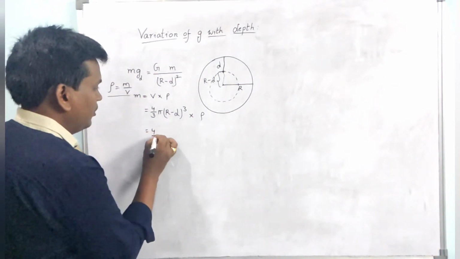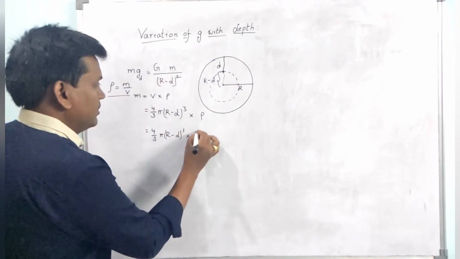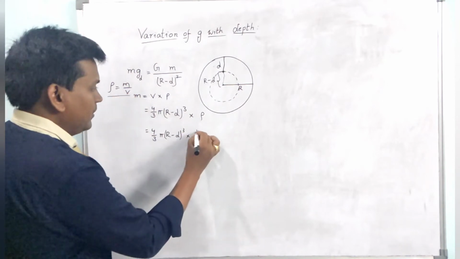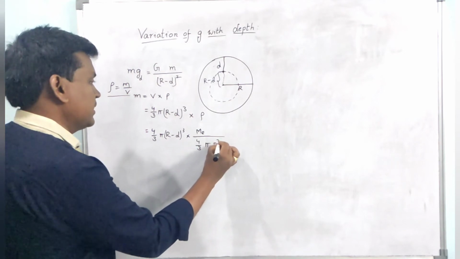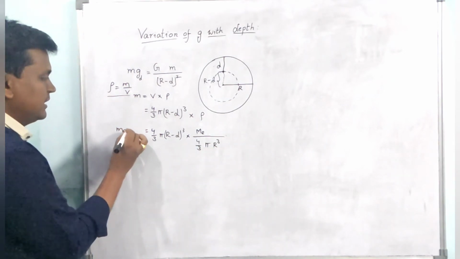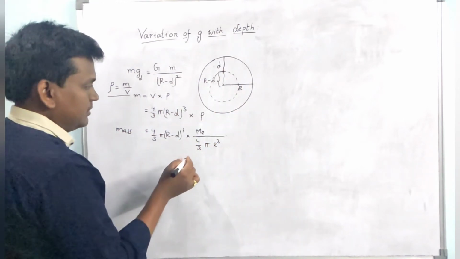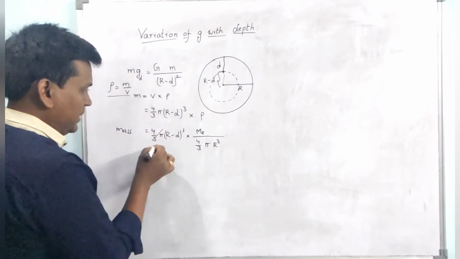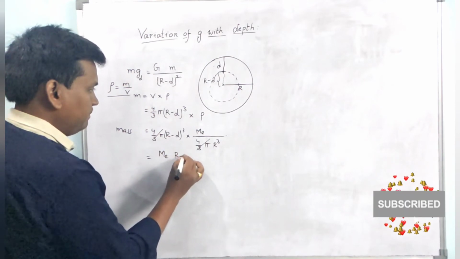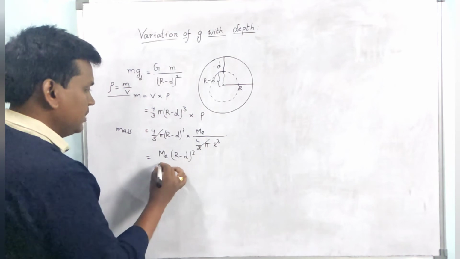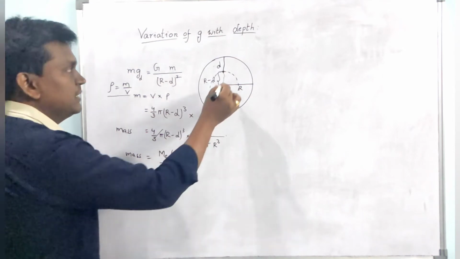So we will get 4 by 3 pi (R minus d) whole cube into the mass of the earth by 4 by 3 pi R cube. So what is this? This is the mass of the earth, this region. Here 4 by 3 pi cancel. So we'll get Me (R minus d) whole cube by R cube. So this is the mass of the earth for this region.